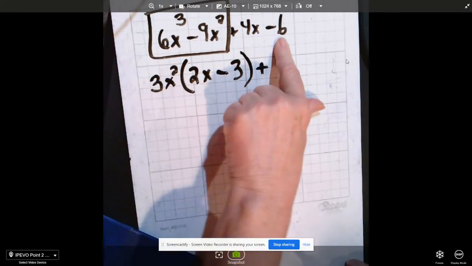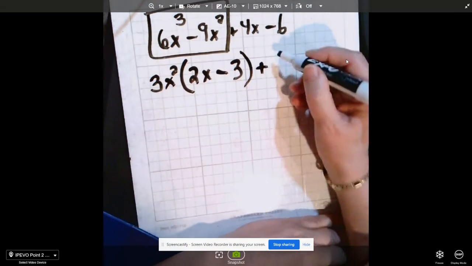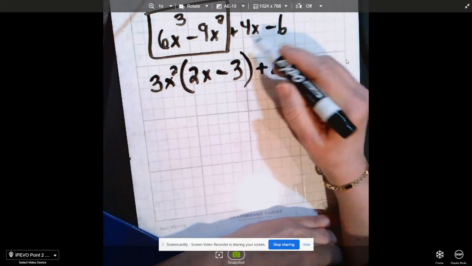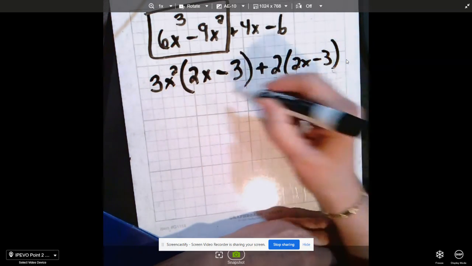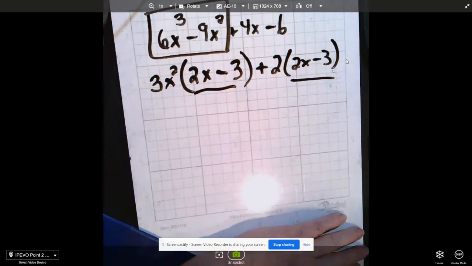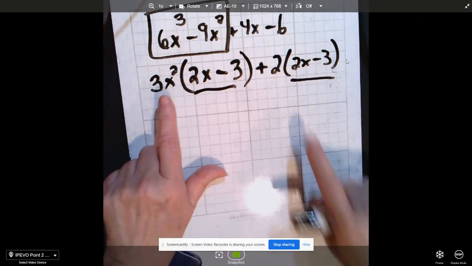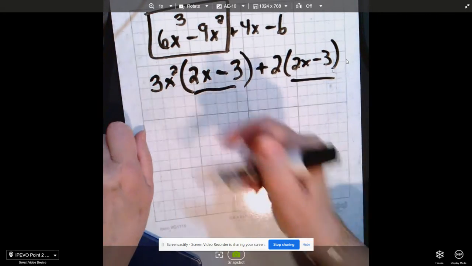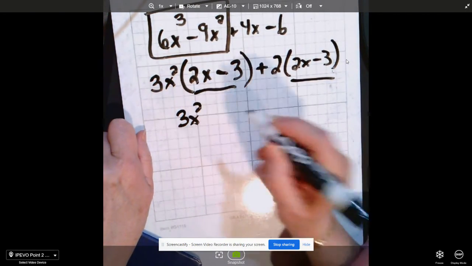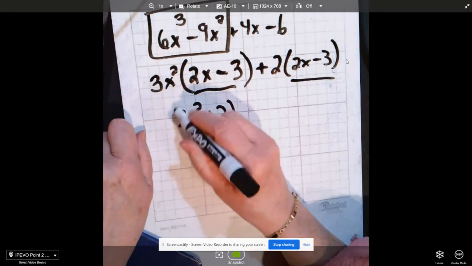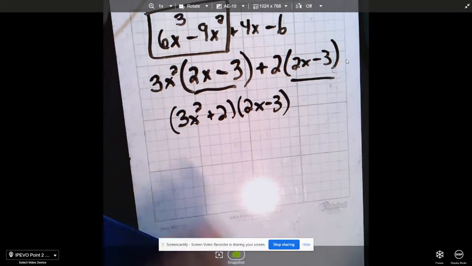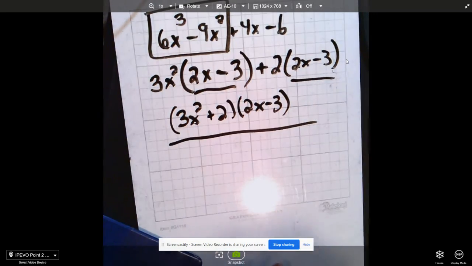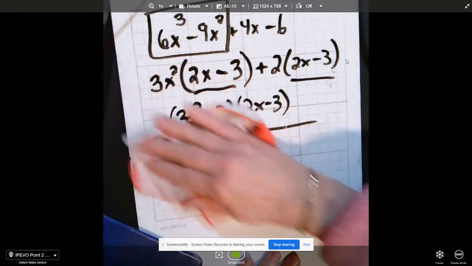Between the 4 and the 6, I can take out a 2, and that'll leave me with a 2x minus 3. Again, these two parentheses are the same, so that works out well. The things I took out of the parentheses is my first factor. And the stuff in parentheses only written once is my second factor. So now I have factored out that polynomial. All right, let me do the next example.